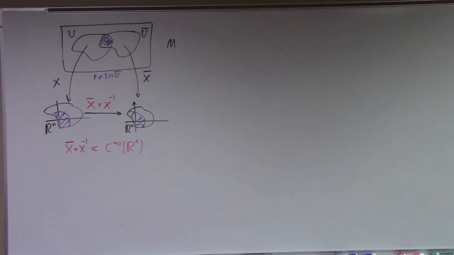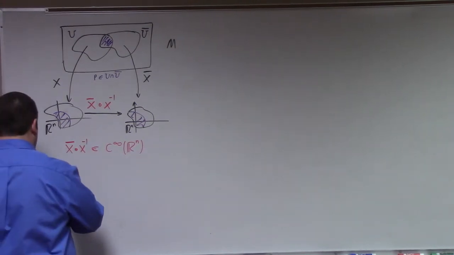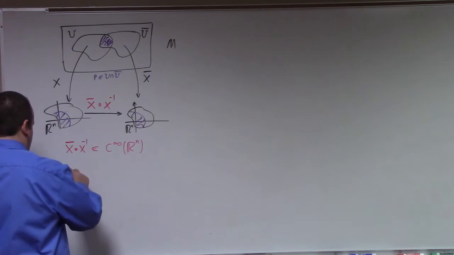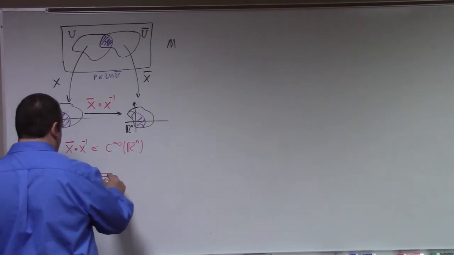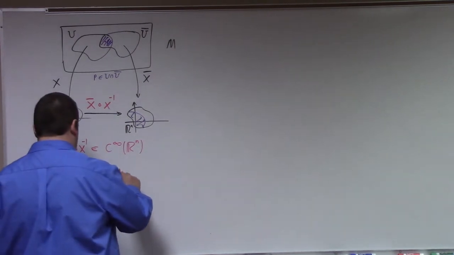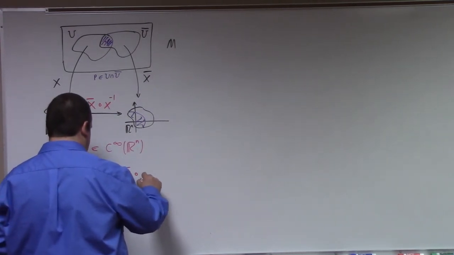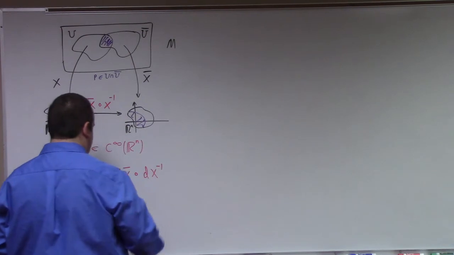Now, one of the things we learn in manifold theory is that there is a chain rule. And so you can calculate the differential of x bar composed with x inverse. And what do you think you get? You get the differential of x bar composed with the differential of x inverse.